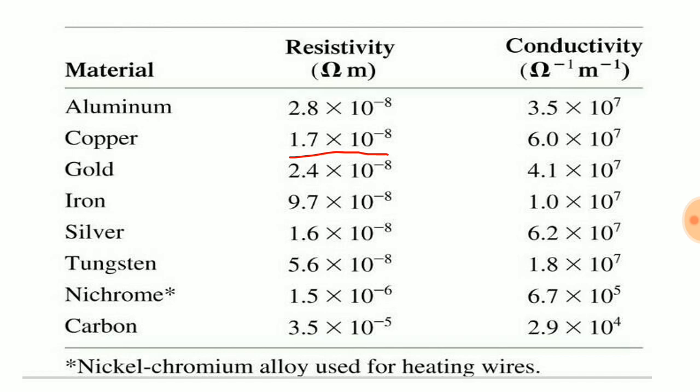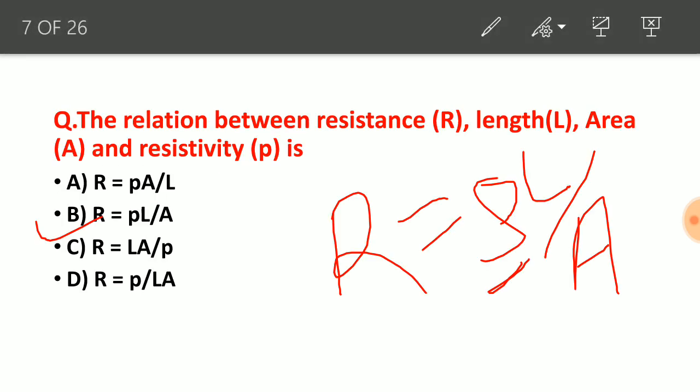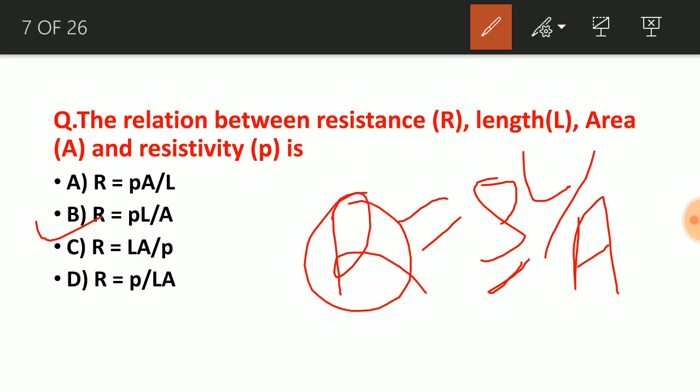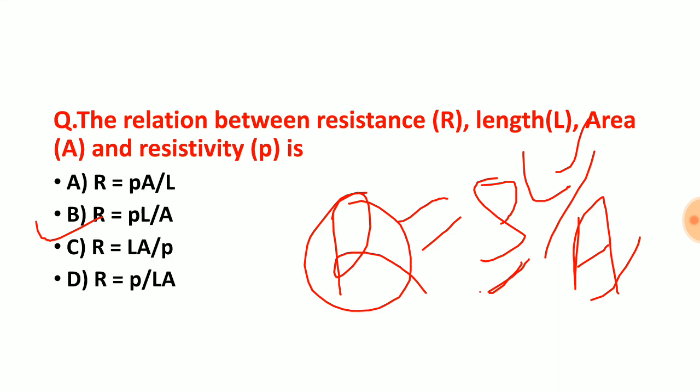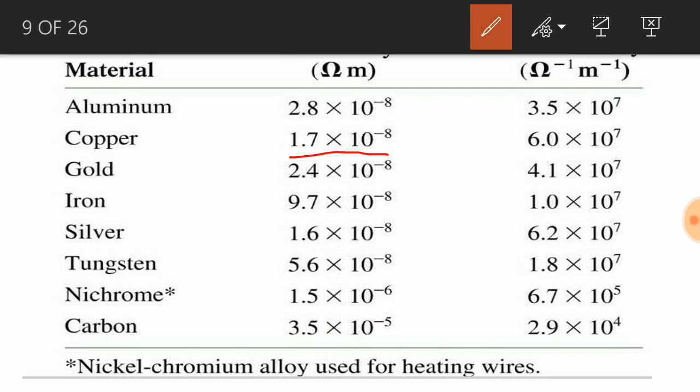The unit of resistivity is ohm meter. On writing the units, R is measured in ohm, L is in meter and A is in meter square. We will get our unit of resistivity, that is ohm meter. And 1 by resistivity is called conductivity. So this is the value of resistivity and this is the value of conductivity.